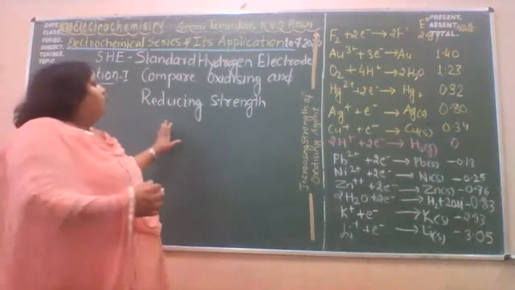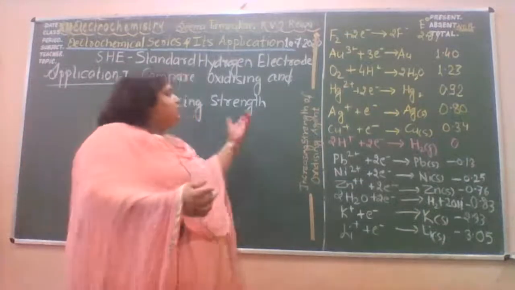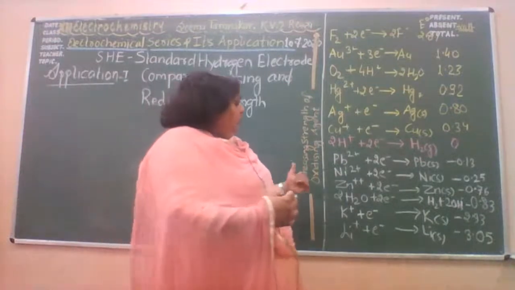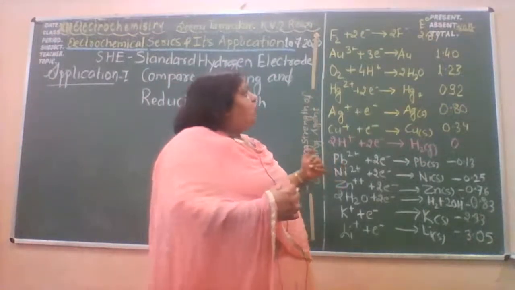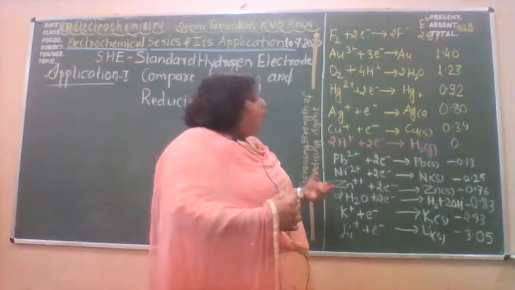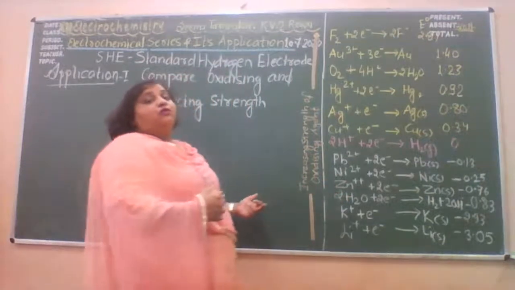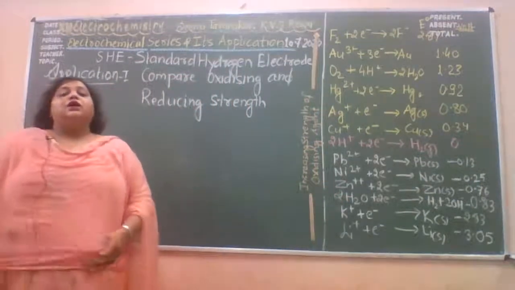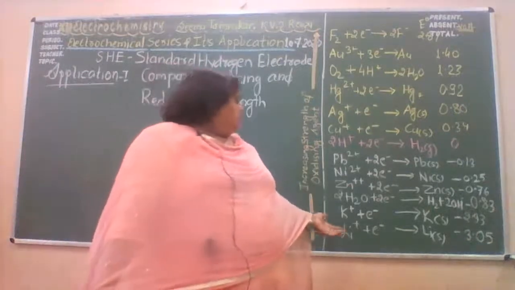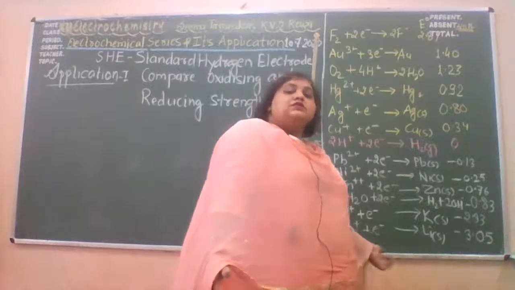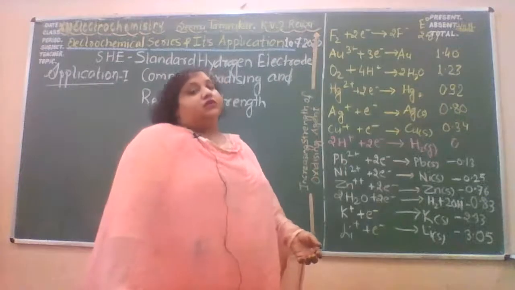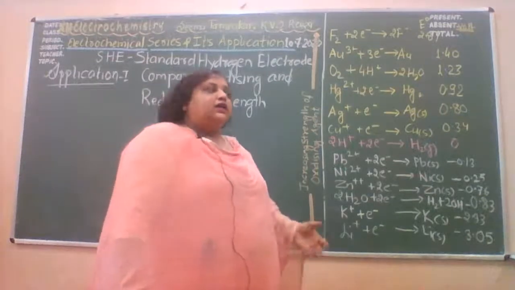You can compare the oxidizing and reducing strength of the different elements. And can you tell me which will be the strongest oxidizing agent from this? This will be fluorine, since it will always undergo the reduction reaction, and the weakest oxidizing agent is lithium. Since it is an electropositive element, it always has the tendency to undergo the oxidation reaction.